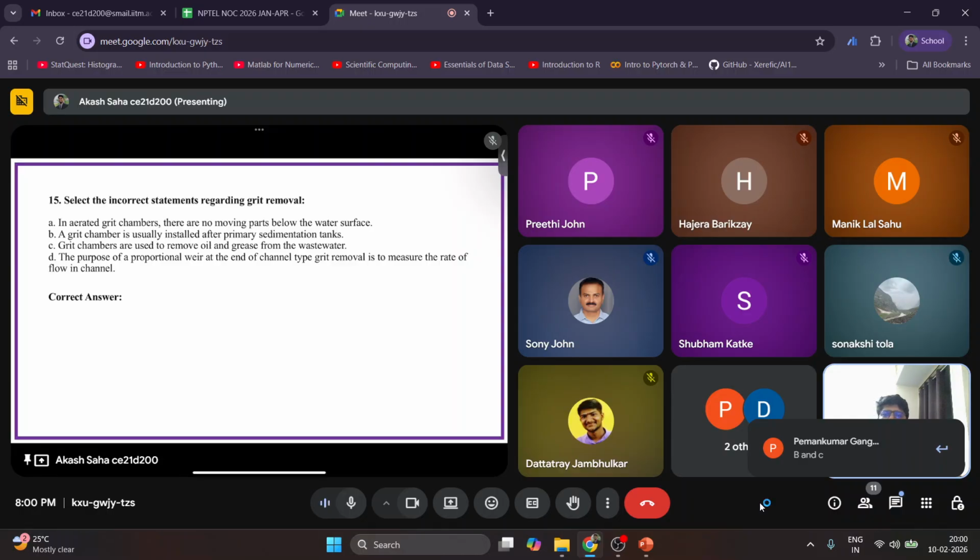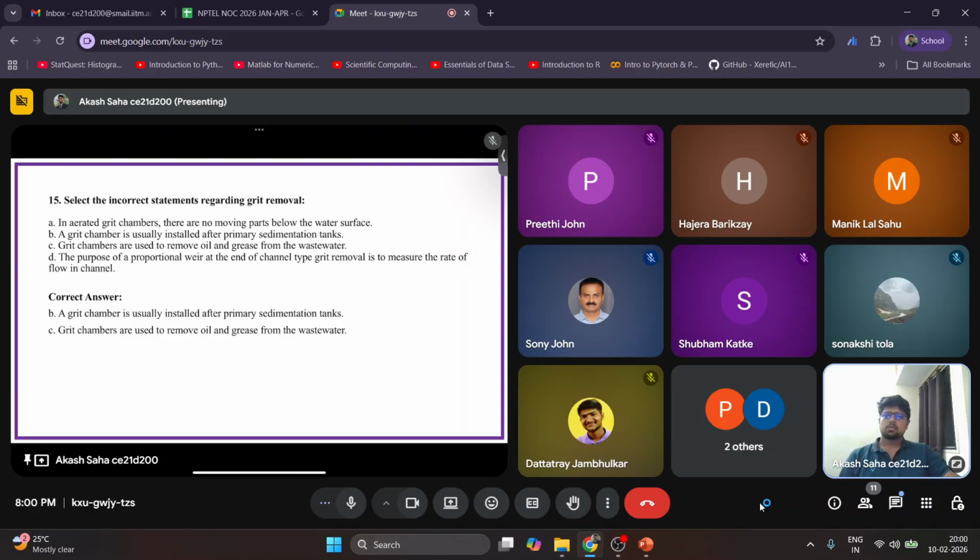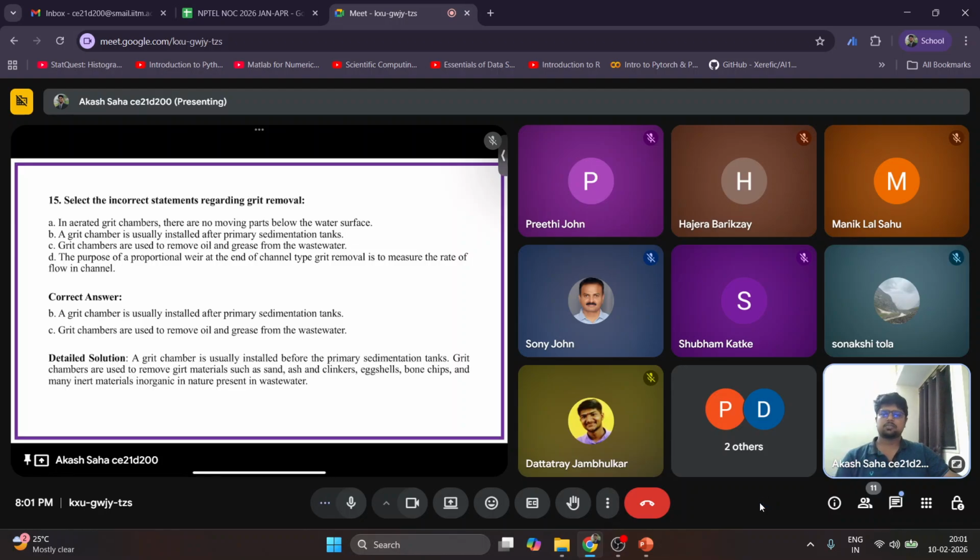So yes, B and C are the correct option because the grit chambers are usually installed before the primary sedimentation tank, and they are not used for removing the oil and grease. Skimming tanks are used for removing the oil and grease. Okay, so options B and C are incorrect.